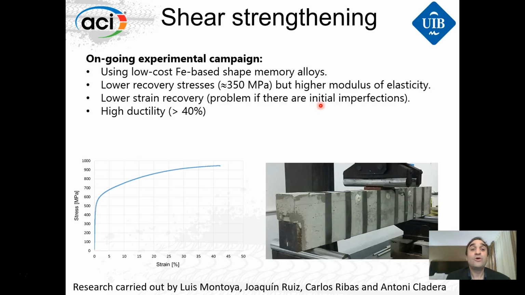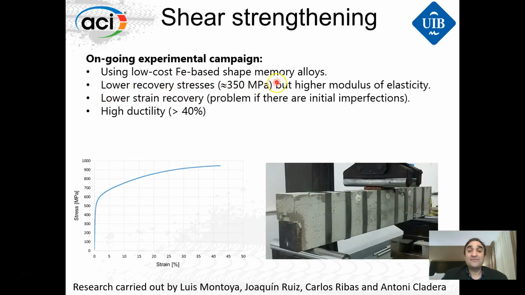What is our ongoing experimental campaign? Right now we are using low-cost iron-based shape memory alloys. This material presents lower recovery stresses, around 350 megapascals, but higher modulus of elasticity. This is going to be very important because, okay, maybe at the beginning we will have lower recovery stresses, so lower confining stresses, but during the test we are going to generate much more stresses than in the previous situation, because with nickel titanium niobium the modulus of elasticity is quite low.